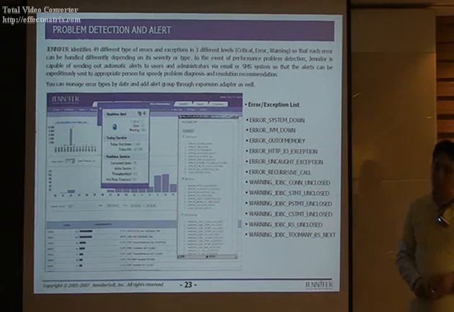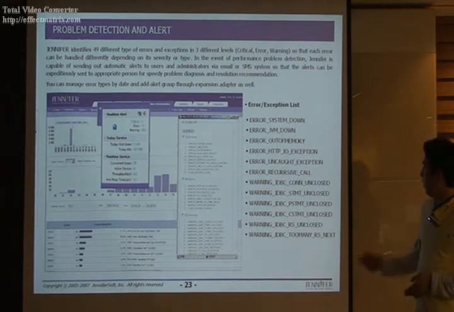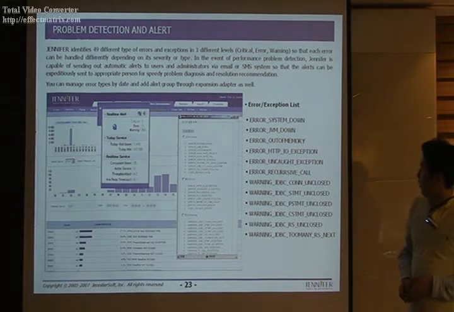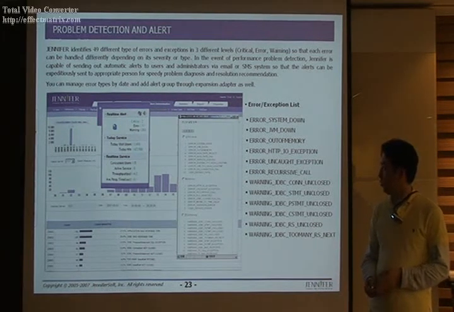Problem detection and alert. Jennifer identifies 49 different types of errors, and here are some of the examples that you see over here about the errors in the session list. It also classifies the errors in 3 different levels: critical, error, and warning.